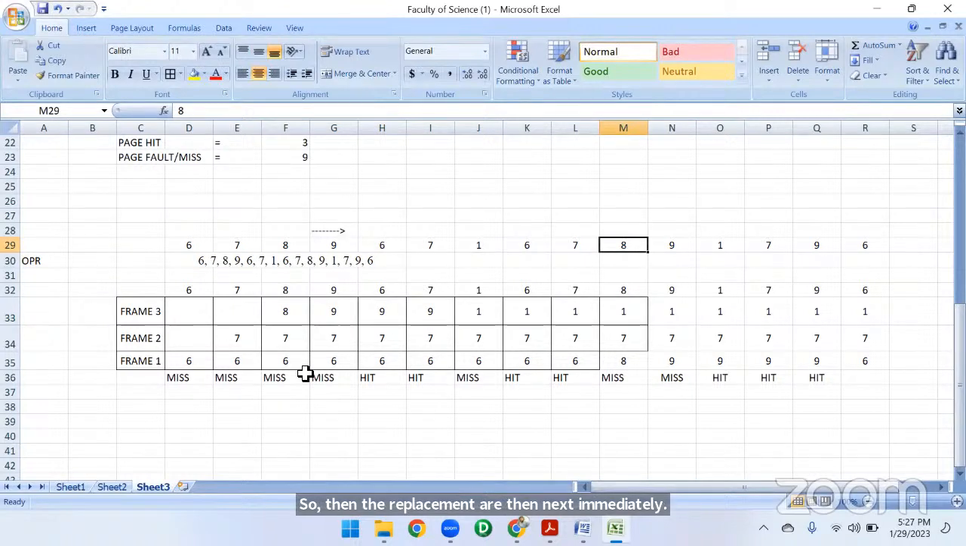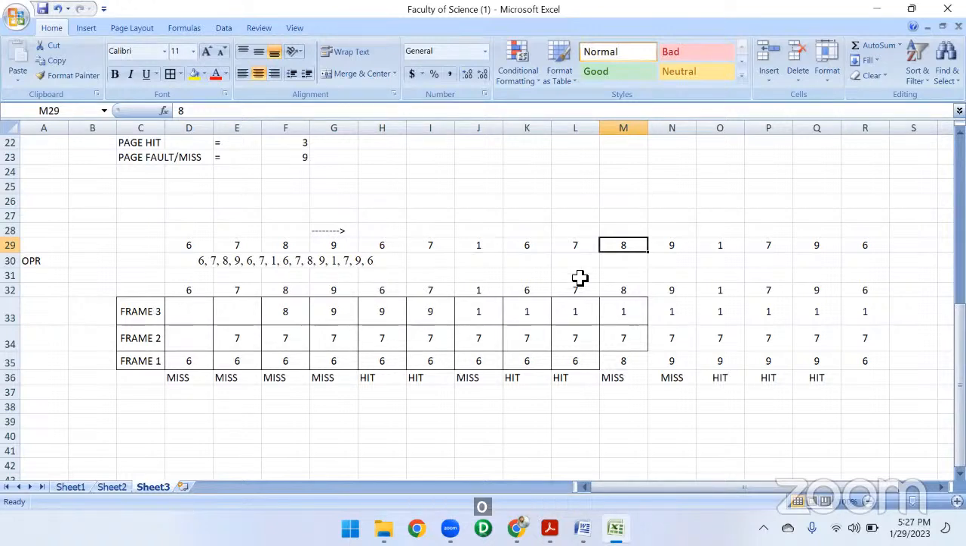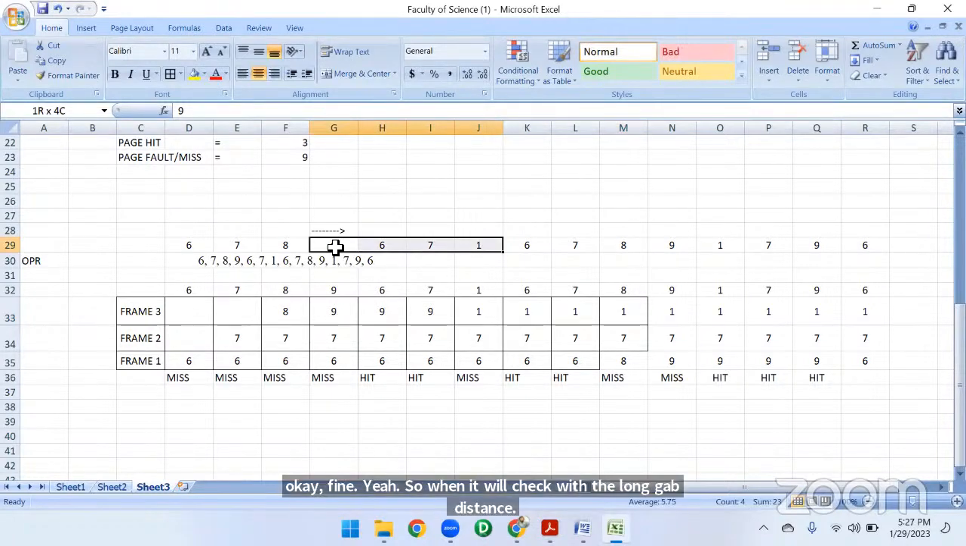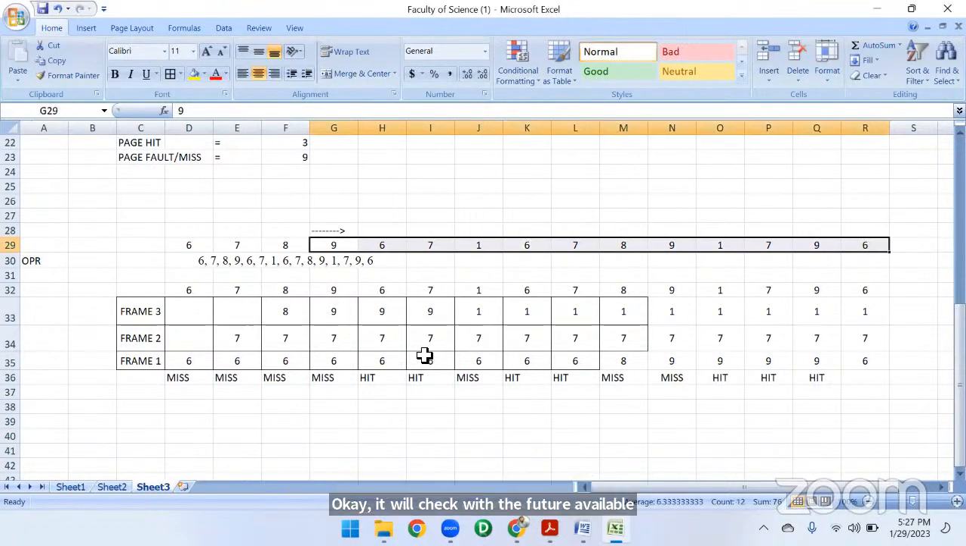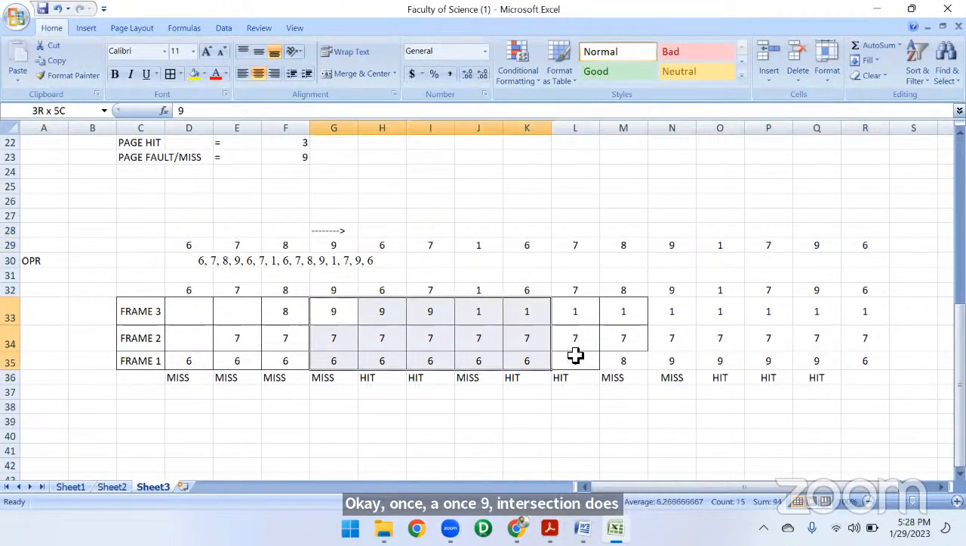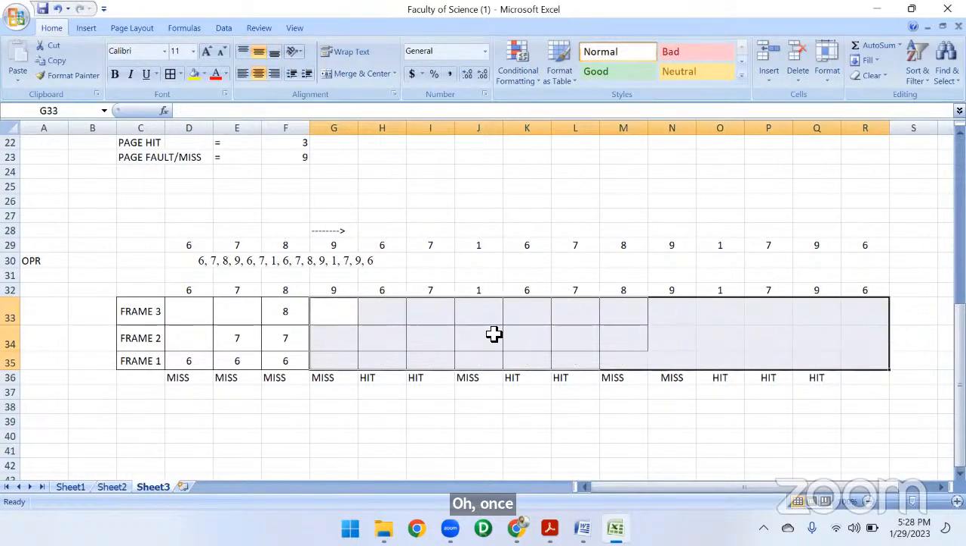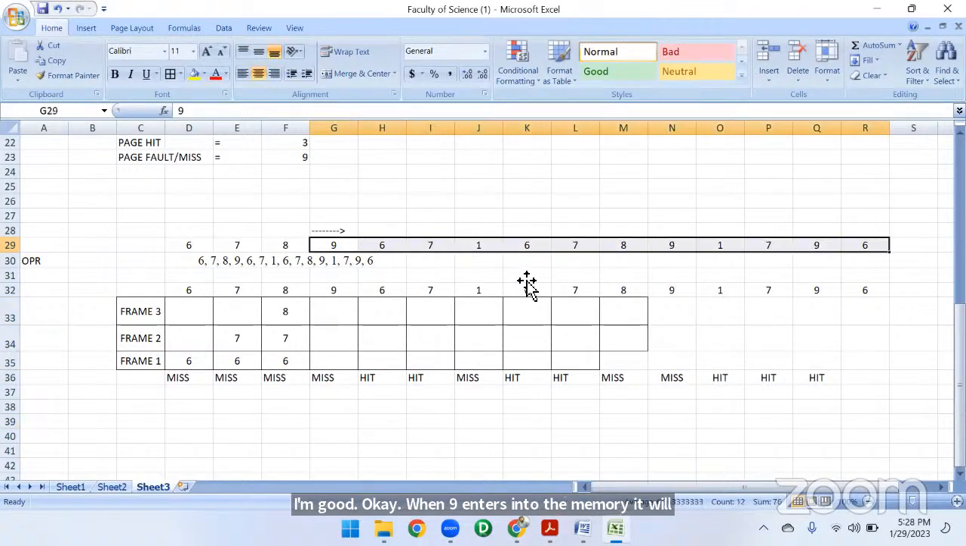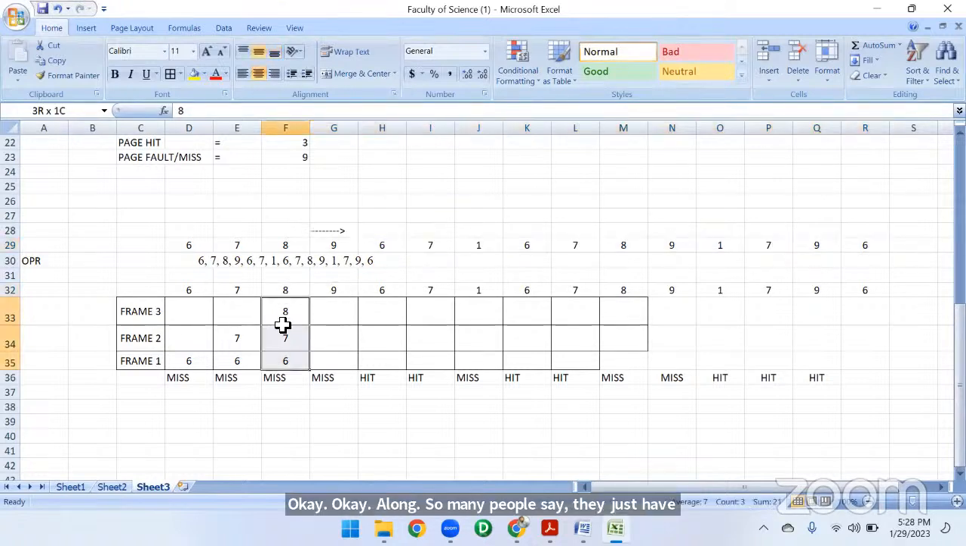Sir, in English also explain. Okay, fine, yeah. So when it will check with the long gap distance, it will check with the future available pages. Once 9 enters into the memory, before entering into the memory, it will check any other pages are available or not in the memory to come. Okay, along so many pages are available here. Again, what happens, it will check 9 is available in this memory or not. Okay, it is not available in the memory.